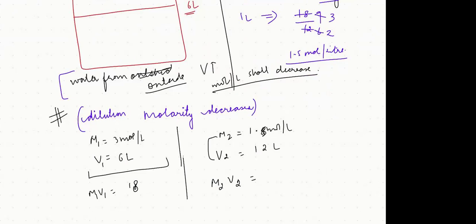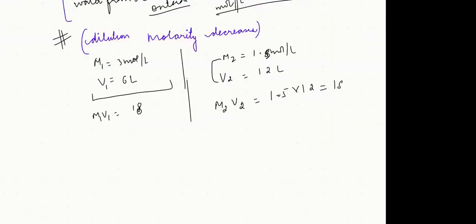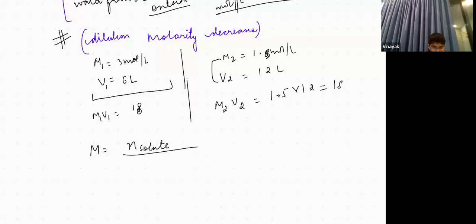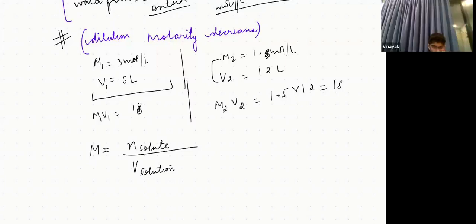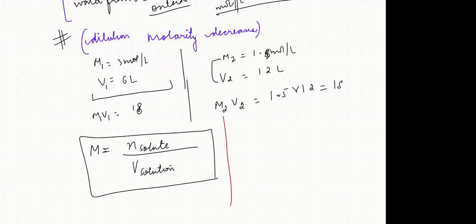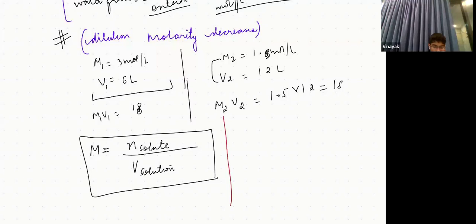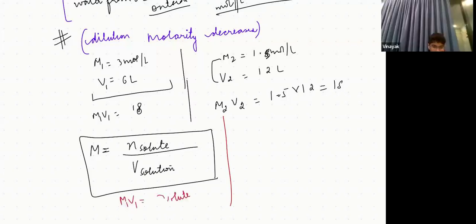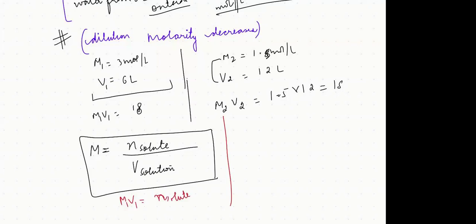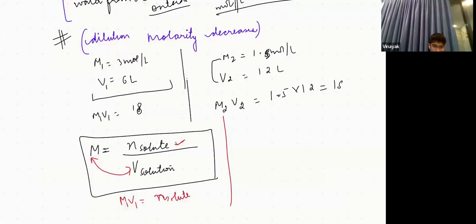What exactly does that mean? That if we multiply, so how do you define molarity? That is the number of moles of solute upon volume of solution. So molarity 1 into volume 1 shall be number of moles of solute. Similarly, if you multiply molarity of any solution into volume, that shall also give you the number of moles of solute. So what do you understand from this? M2V2 is again giving you that.